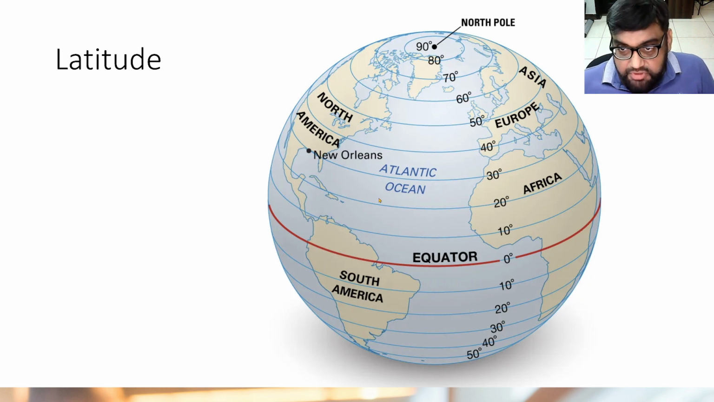So if you want to find out the location, for example, of UK over here, you can see United Kingdom is somewhere between 50 and 60. So your pinpoint location will depend on your exact location.